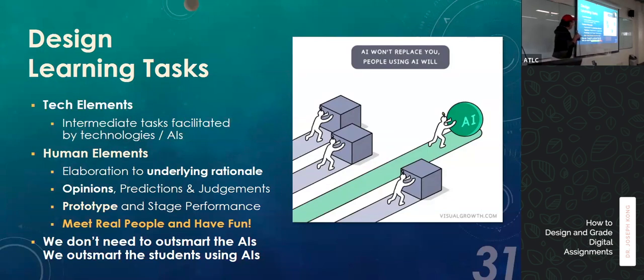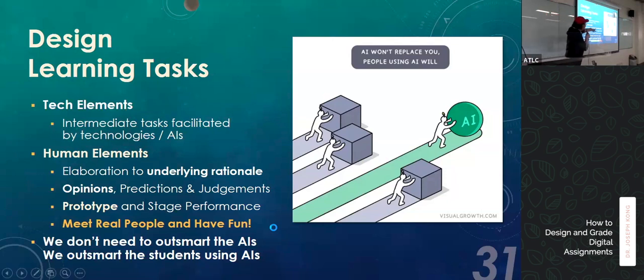Also, ask them for some kind of opinions, predictions, judgment. And also, I am a person who likes prototypes and making things. So in case you want students to avoid doing those types of AI things, ask them to make something like that. Okay, ask them to do some kind of stage performance and acting, some kind of realistic things, because for business, at the end of the day, you are talking to people. So meet real people, and have fun.